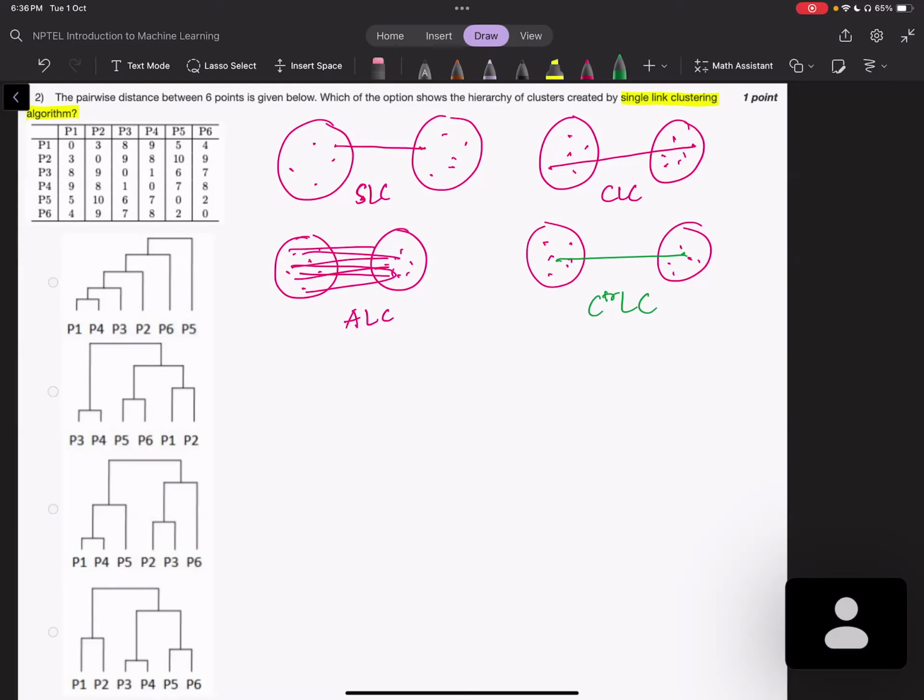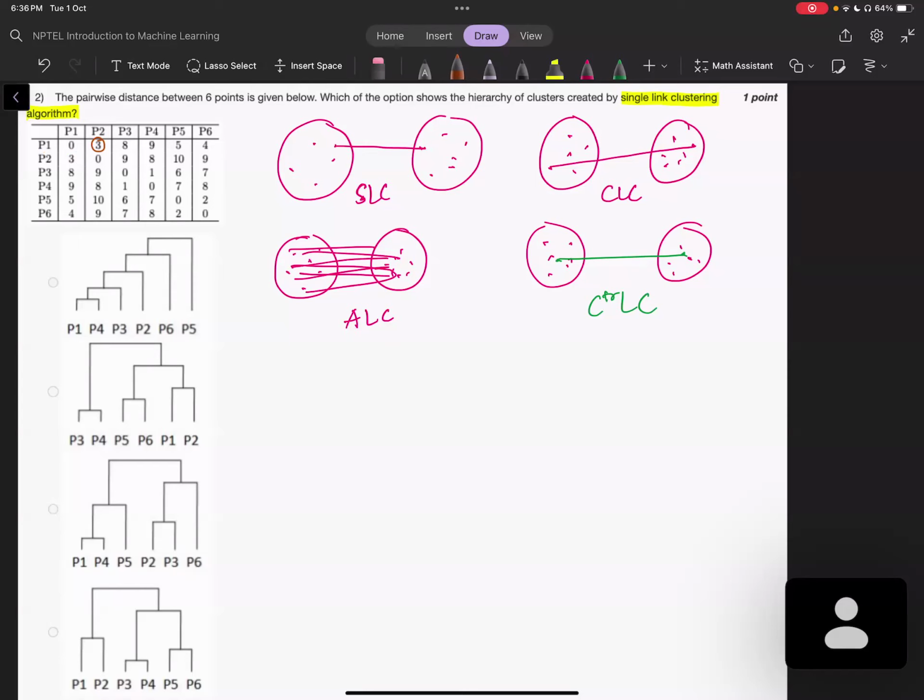To do that, first you need to find the shortest distance. First, treat all the points as different clusters. Then look for the two closest clusters. If you see P1, the distance from P1 to everything, the minimum is P2. Then from P2, P1 will be the minimum because it's just the opposite, so P2 we can skip.